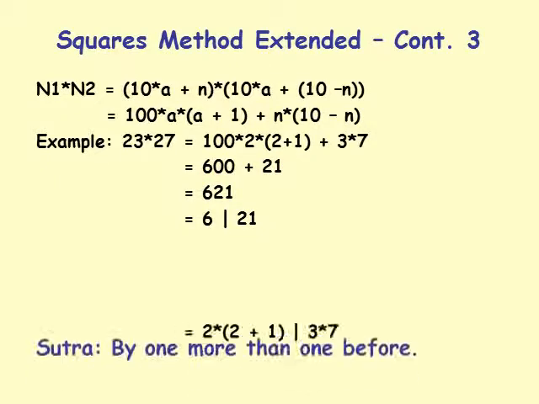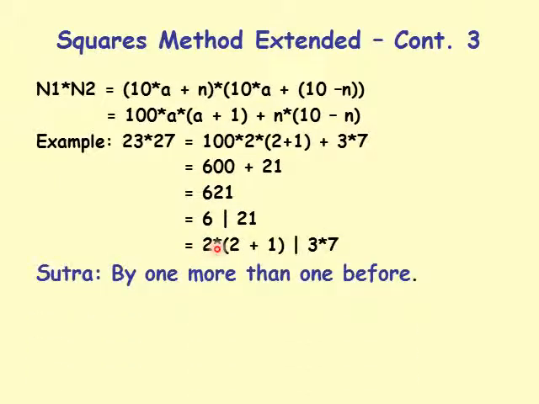Okay, let's continue here. So that means that is 2 times 2 plus 1 on the left and 3 times 7 on the right. This is the sutra "by 1 more than 1 before" we have been talking about. We had departed from doing squares, but this is important because this multiplication also uses the same sutra. And these multiplications need to go together with the square of numbers ending in 5.